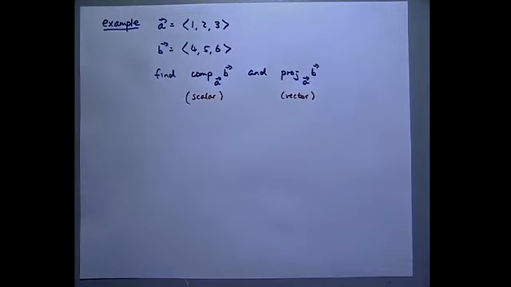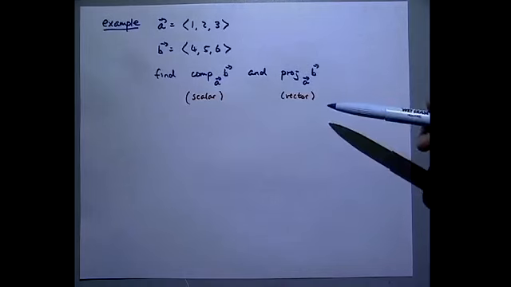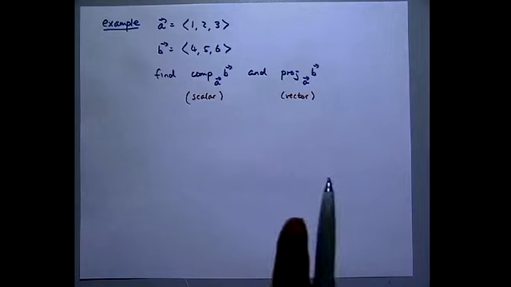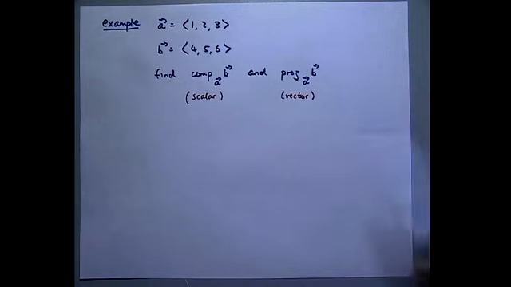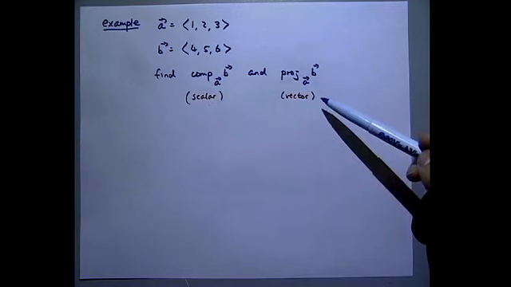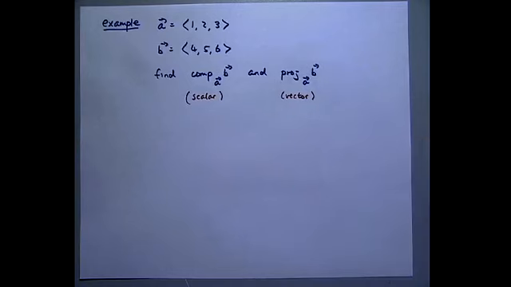Right? So looking for the two projections, the scalar projection, that's just how long the projection is. And then the vector projection, that's the length of that plus a direction. If you can find that, the second part is relatively easy to do.